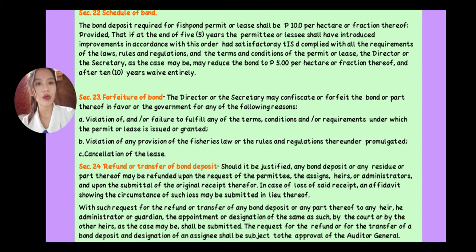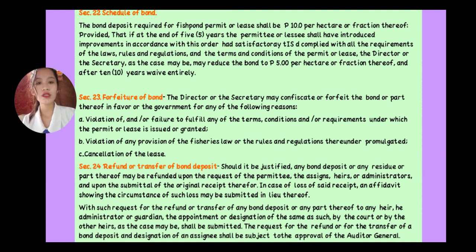So kan mo na ni mohatag kag 10 kada hektar, kanang sa 5 years nga nimong gi-kuan sa imong fish pond, tan-aw nila kung naa bay improvements in accordance with this order, ma-satisfy sila sa fish pond. So og maganahan ang kanang director or secretary, ma-reduce ang bond to 5 pesos per hectare. Imbes kay 10 pesos per hectare, ilang i-reduce.